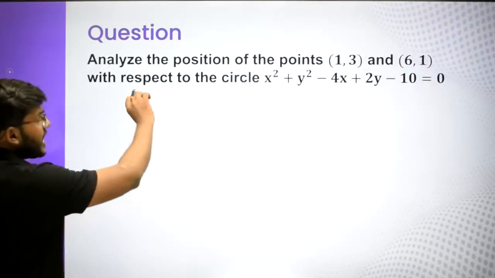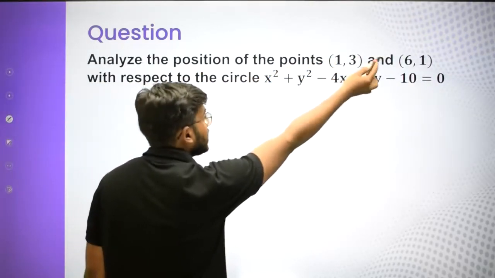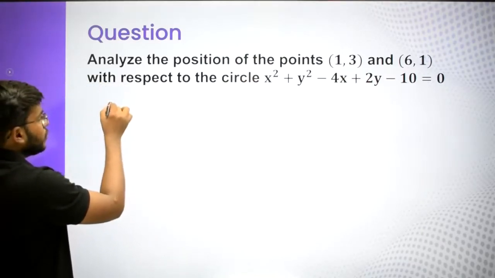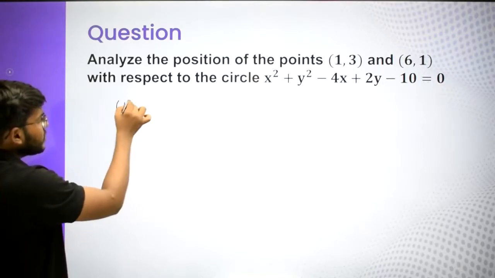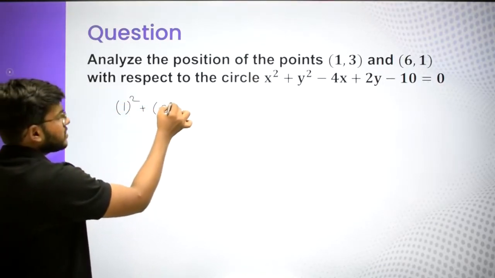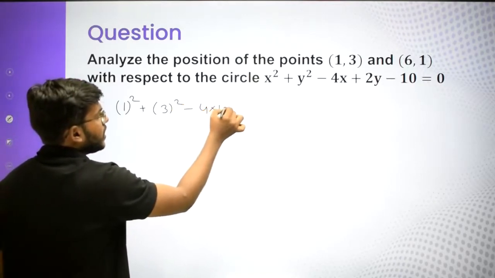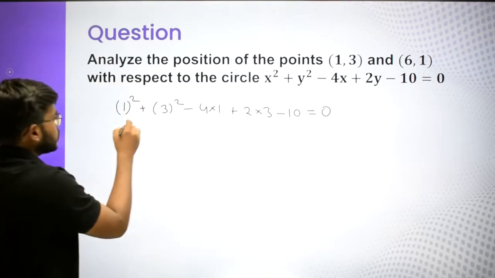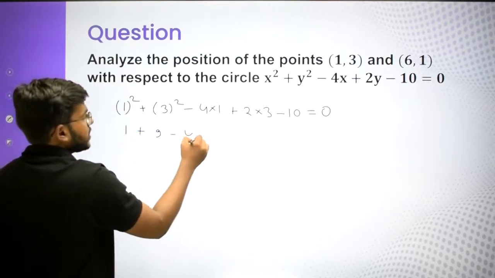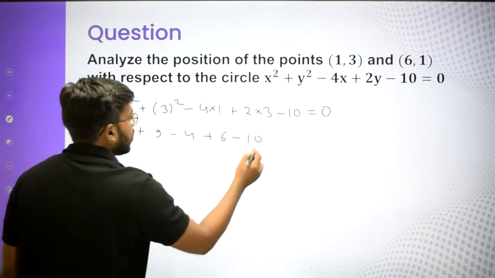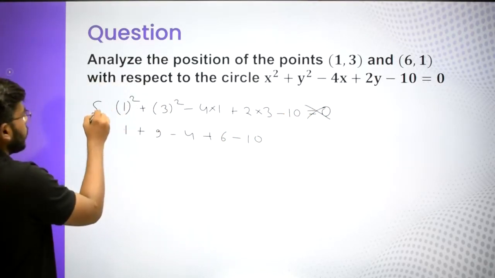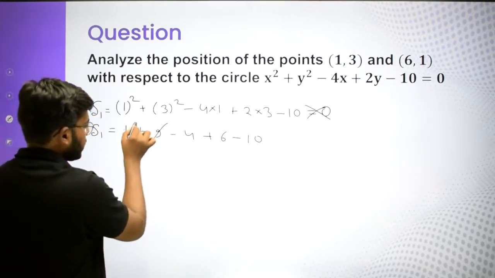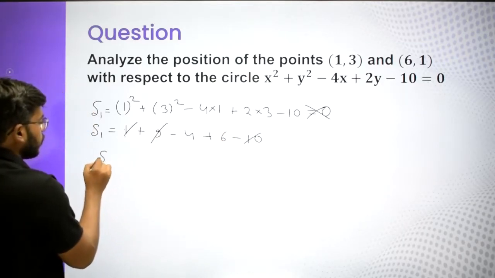Analyze the position of the points (1, 3) and (6, 1) with respect to this circle. Very easy. So what we'll do, we'll put (1, 3) over here in our equation of circle. So it will become 1 square plus 3 square minus 4 into 1 plus 2 into 3 minus 10. So this thing will become 1 plus 9 minus 4 plus 6 minus 10. This is basically your S1. Okay, S1 हम find कर रहे हैं, right, for the point (1, 3). So this will be 9 plus 1, 10 minus 10 is gone, 6 minus 4, that is 2.